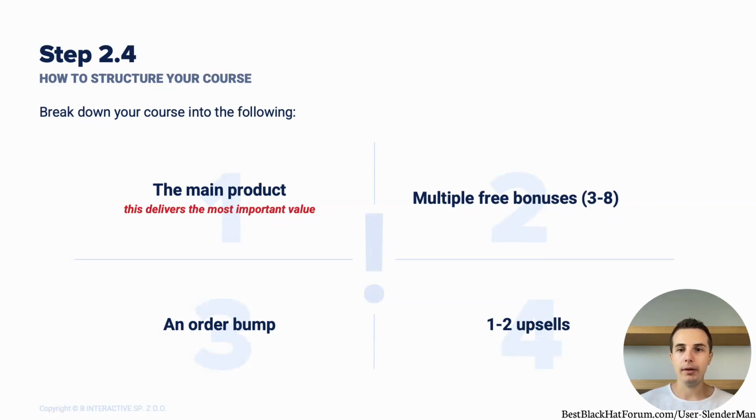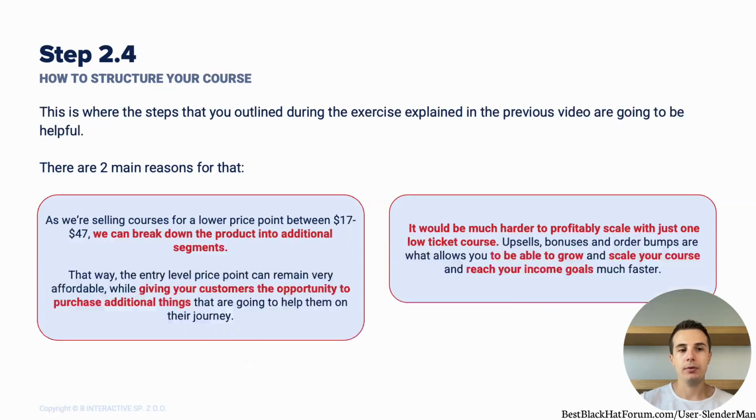Now, why are we structuring it this way? So the most important thing is that because we're selling courses for a lower price point between $17 to $47, we can and have to break down the product into additional segments. That way the entry level that you have, so the $17 to $47, can still remain very affordable while giving your customers the opportunity to purchase more things that are going to help them on their journey. So basically, once your customers purchase, you're giving them the opportunity to upgrade their order.